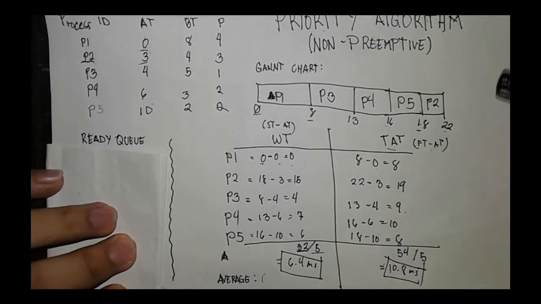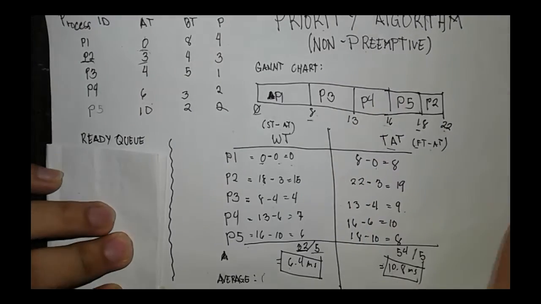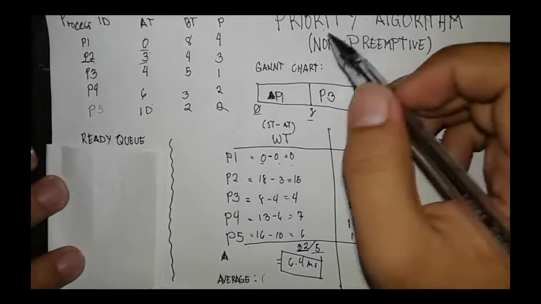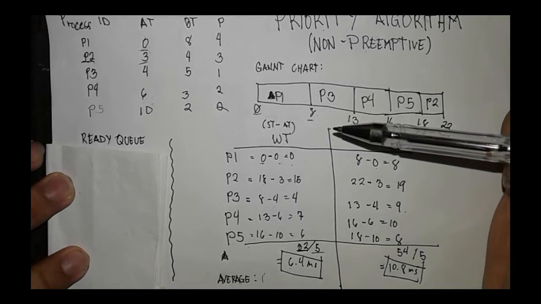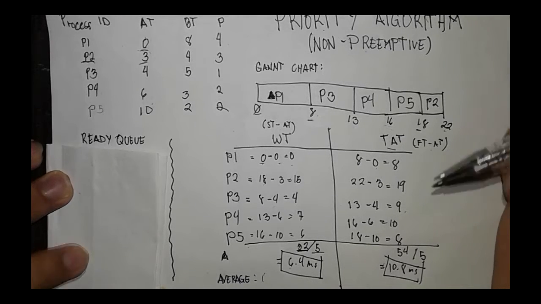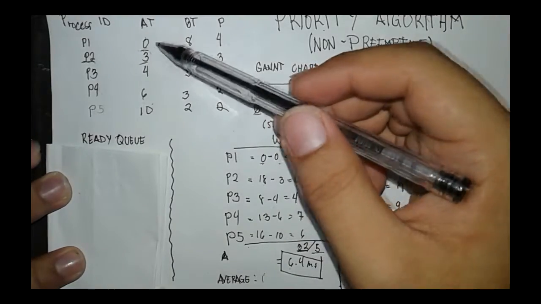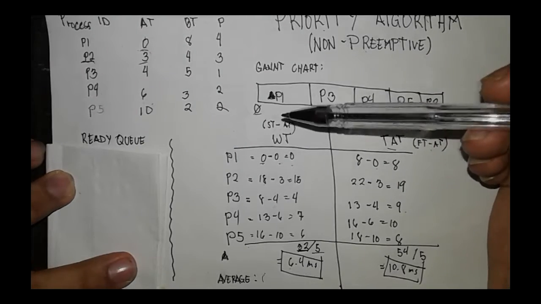So welcome back, guys. Last time I discussed to you the preemptive version of priority. Now I will discuss to you the non-preemptive version of the priority algorithm. As you can see, I've already prepared everything. The purpose is to have a better discussion with you guys. So let's start. P1 has an arrival time of 0. So P1 will be executed first.